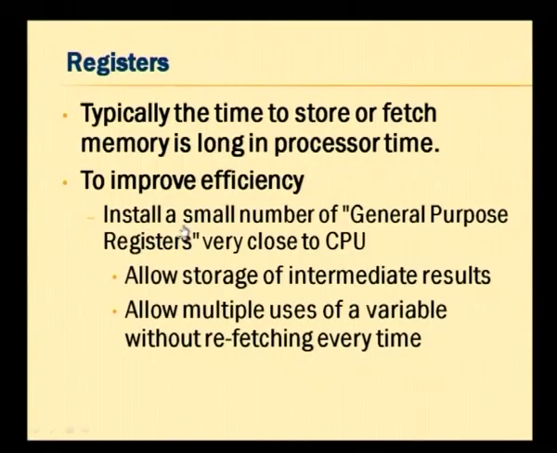So, it is for this purpose that we have what are called general purpose registers. In order to improve the efficiency of the overall process, we install a small number of general purpose registers very close to the CPU. The purpose of this is, as I said, it allows multiple uses of a variable without refetching every time. Second thing is, it can also allow storage of intermediate results.